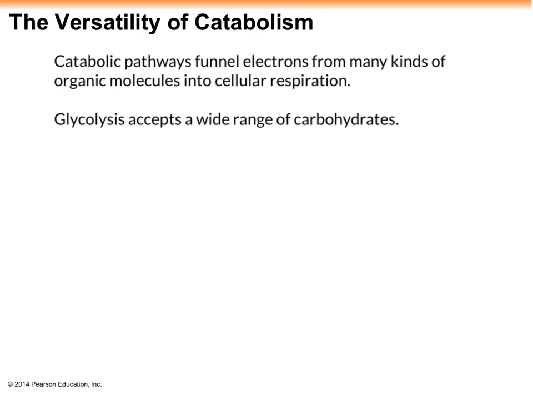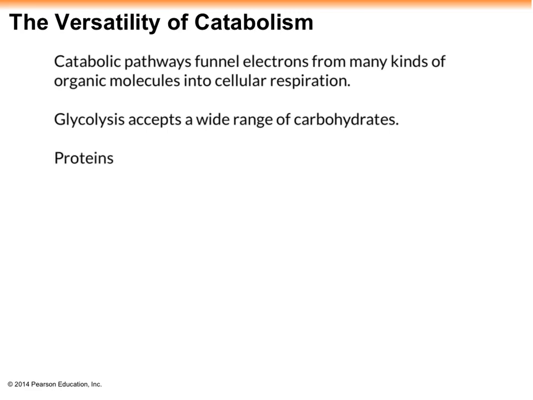All right, let's talk about the versatility of catabolism. Catabolic pathways funnel electrons from many kinds of organic molecules into cellular respiration. That means we do not only need glucose in order for cellular respiration to occur. However, glucose is the best and it's going to make the most ATP.